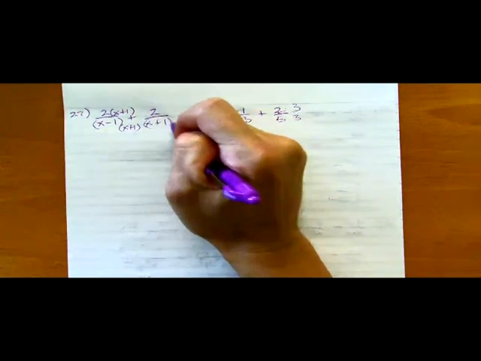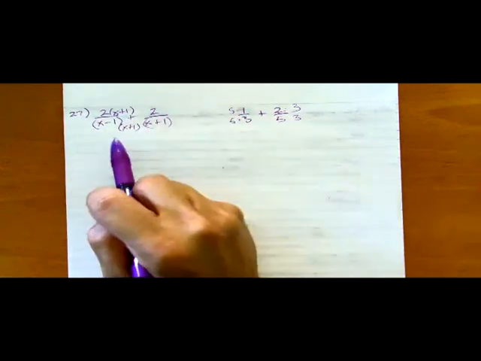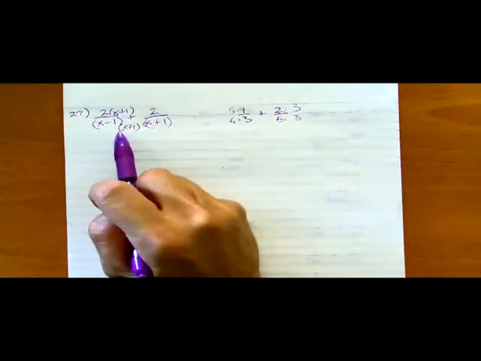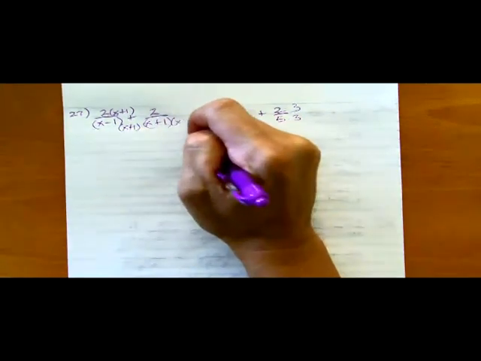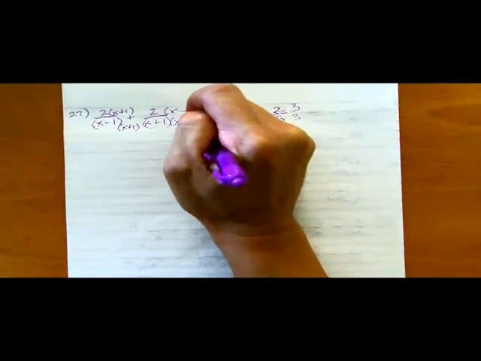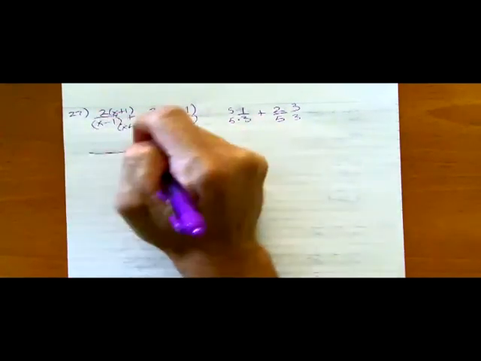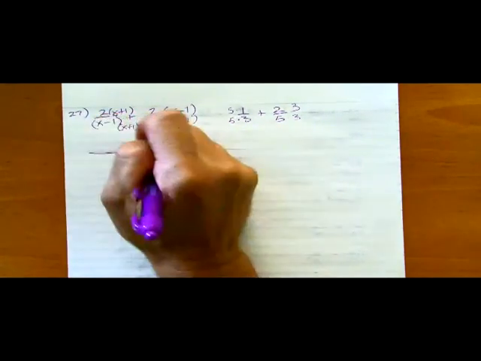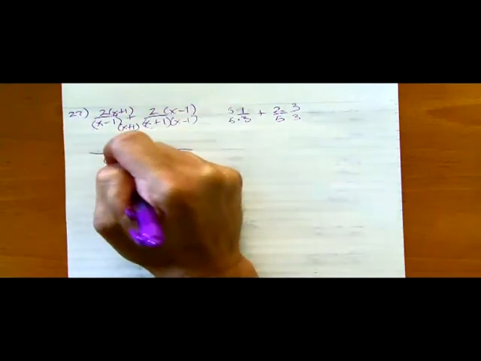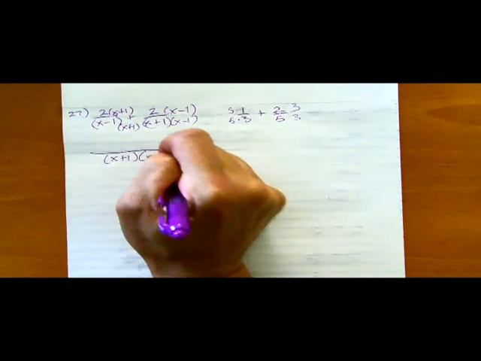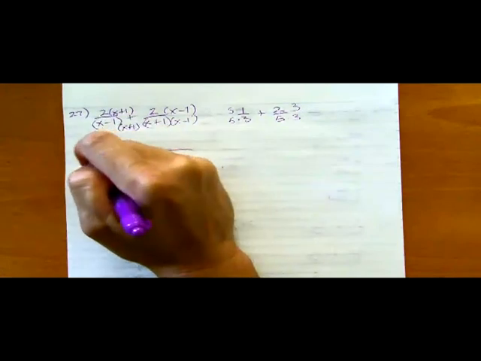Now, this fraction is missing something that the first fraction has. We should multiply by x minus 1 to the numerator and denominator. Okay, now the denominators match. The common denominator is x plus 1 and x minus 1. All we gotta do is distribute the top.